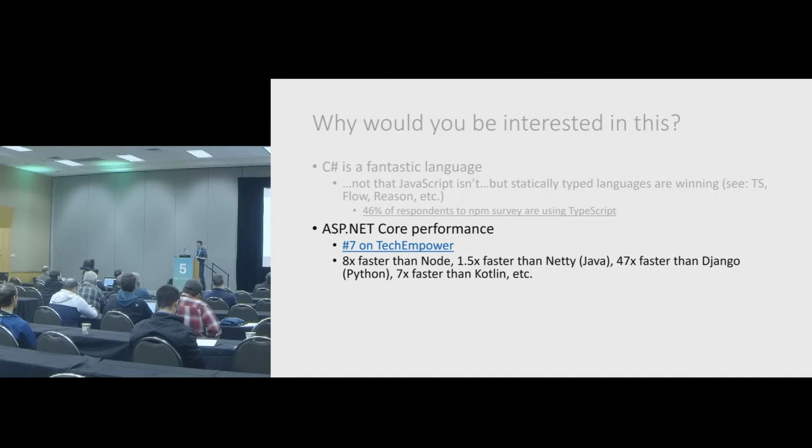But where it currently stands, it's 8 times faster than Node, 1.5 times faster than Netty, which is a popular Java one, 47 times faster than Django, 7 times faster than Kotlin. It laps PHP like a million times over, and so on and so forth. And what's more is this is ASP.NET Core 2.2, 3.0. They've improved the performance by over 40% and reduced the memory by over 90%. So I wouldn't be surprised if they end up number 1 on that list, even on the not real frameworks. So they're continually investing in performance. So that's another reason why you may be interested in using C#.